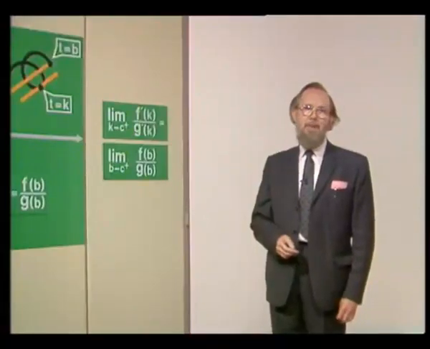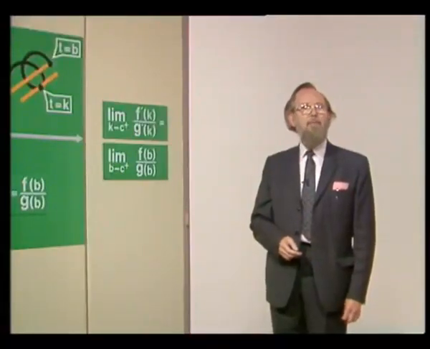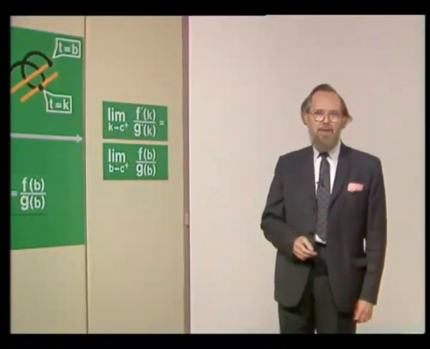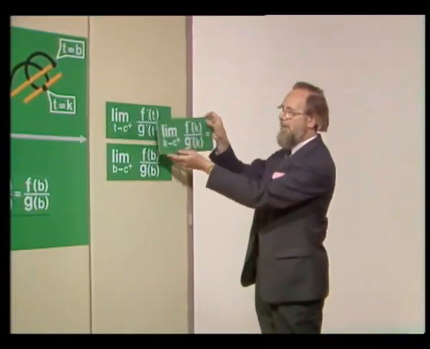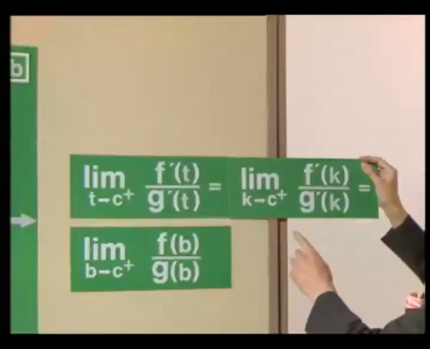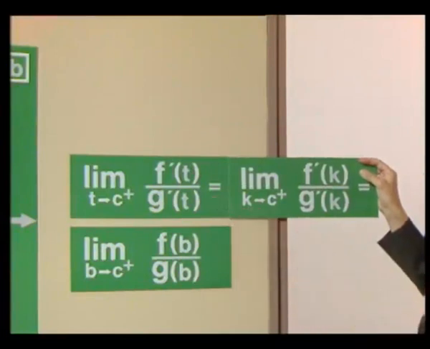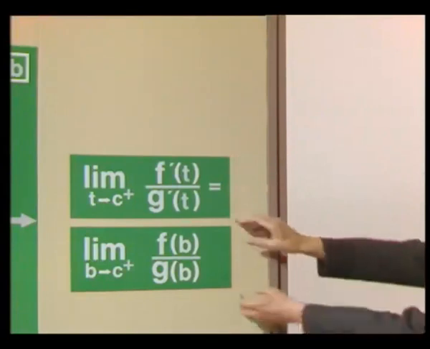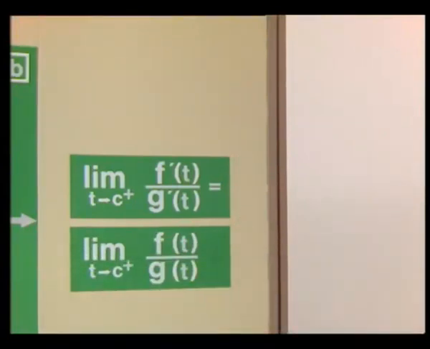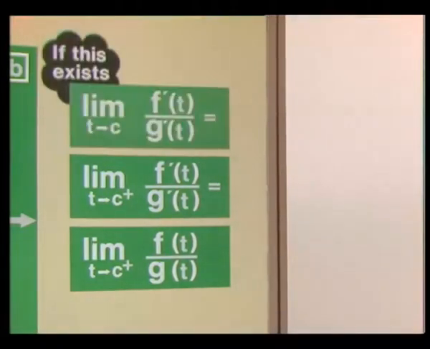Notice that b and k have now assumed the same role, just that of a variable approaching c from the right. So we might as well replace each of them by the symbol t. This limit is then the limit of f dash t over g dash t as t tends to c plus. And similarly, this limit becomes the limit as t tends to c plus of ft over gt. In fact, if this limit as t tends to c is known to exist, then both these two one-sided limits are known to exist, and they must be equal to it.